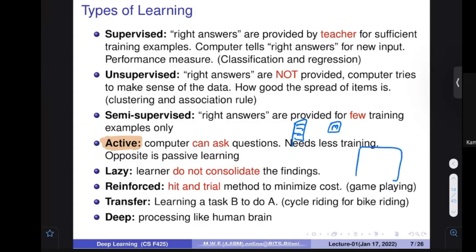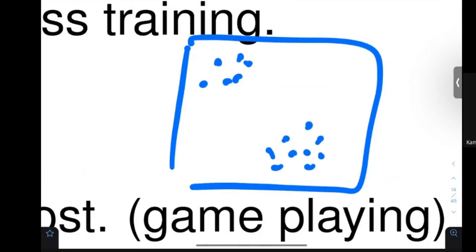For example, if this is your area where these are one kind of item and this is the next kind of item, and I ask you for a classifier, this is a very simple problem, not a difficult one, because you can draw a single line here and find the classifier. But what if I give you the right answer for these items only? Would that be enough?